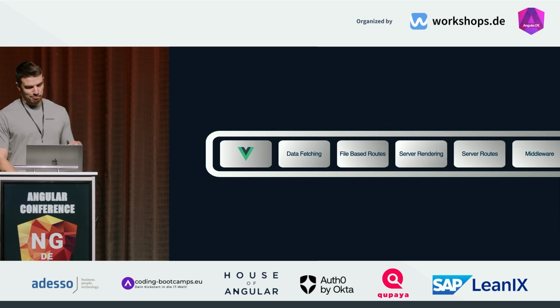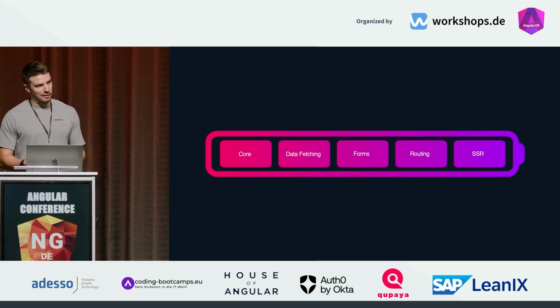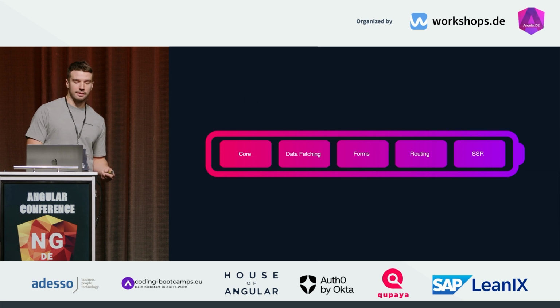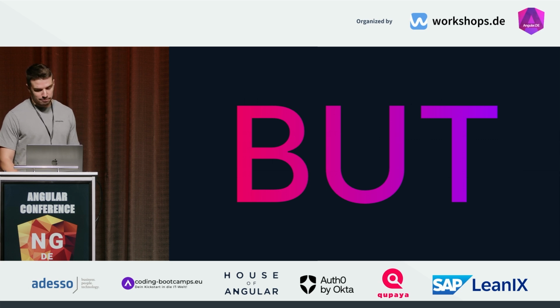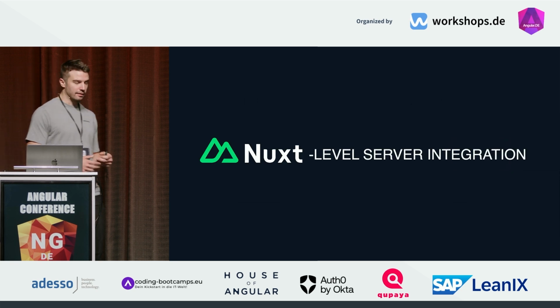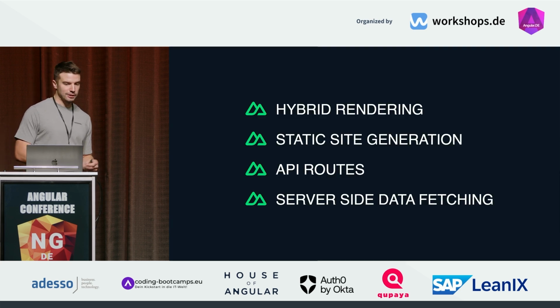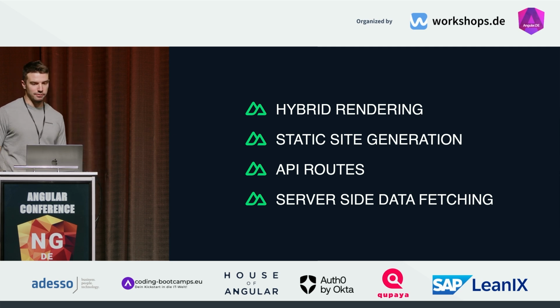But with all these battery packs, right? Nuxt looks more like Angular, right? So the question is, is Angular actually a meta framework itself? Because it brings so much with it. It actually also has a CLI and takes care of that for you, right? But I would say not quite yet. The reason is that server-side story, it's missing that Nuxt-level server integration. And specifically, up until now, it was hybrid rendering, static site generation, and then API routes and server-side data fetching. And we see the team is working on these things, and some of these things are coming. But there's still work to do, and I like to build my stuff now.